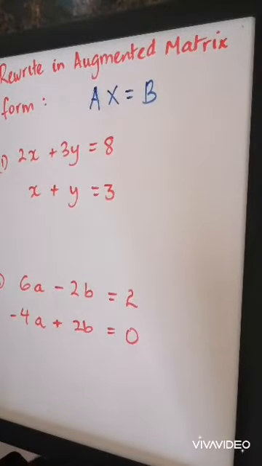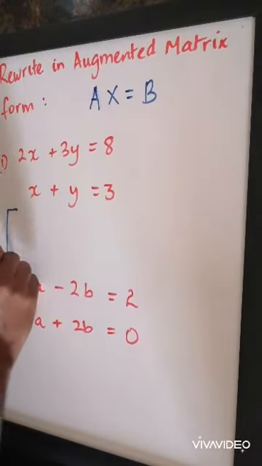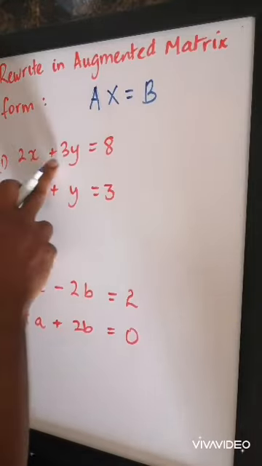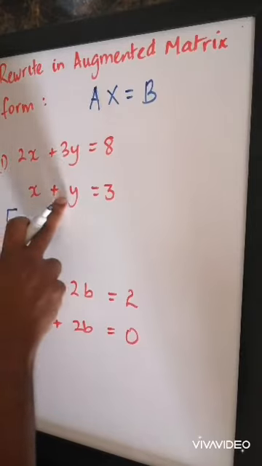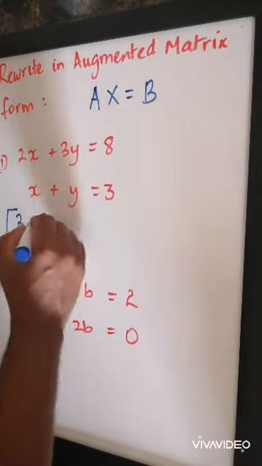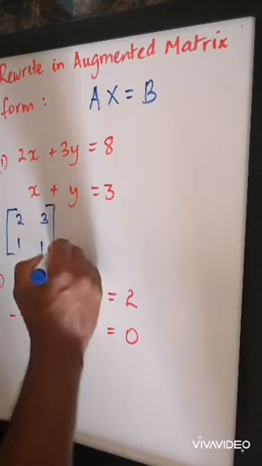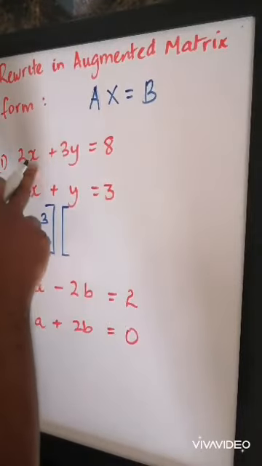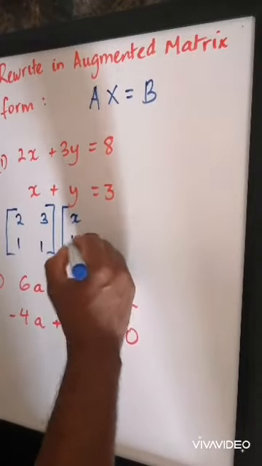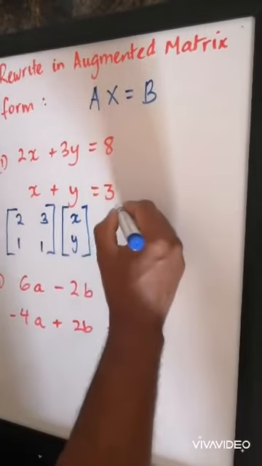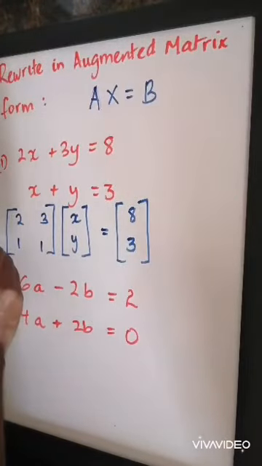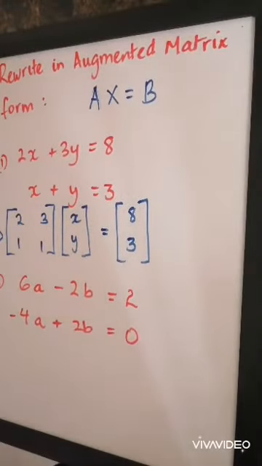And remember, I said that A is the matrix of the coefficients. So in this case, A is the 2 by 2 matrix of the coefficients. We have 2, 3, 1, 1. X is the matrix of the variables. So we have the variables x and y. And this is equal to the constants 8, 3. And this here is the augmented matrix form.